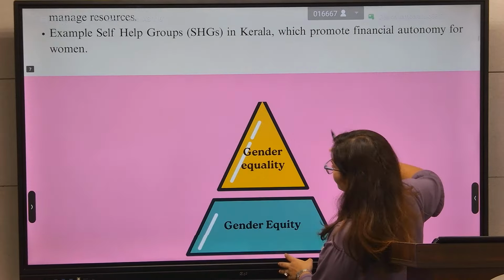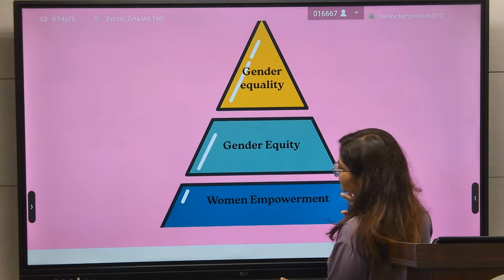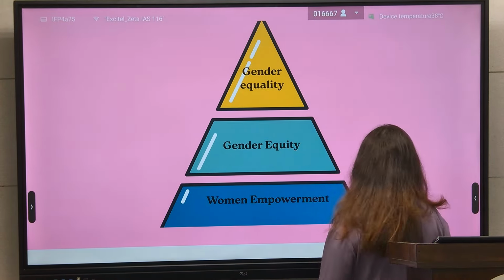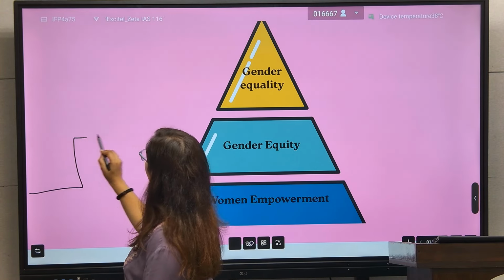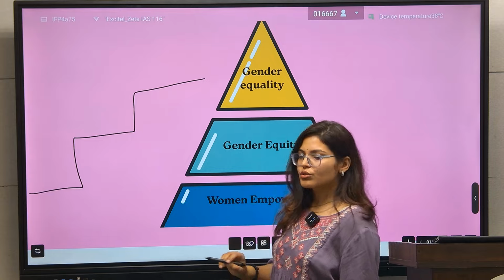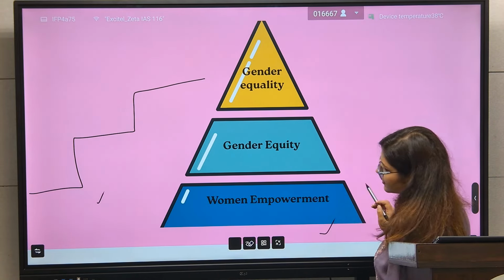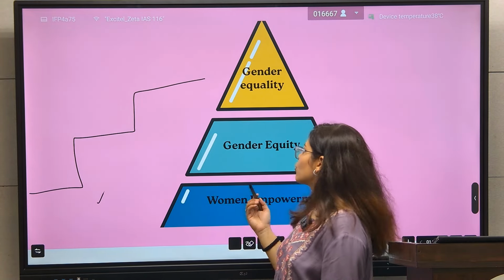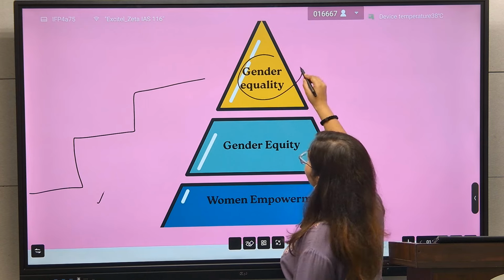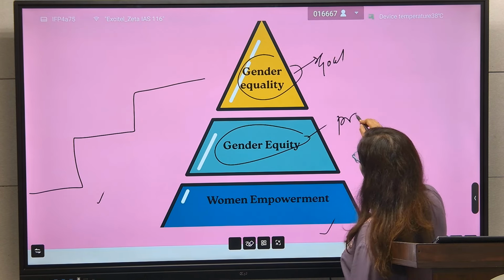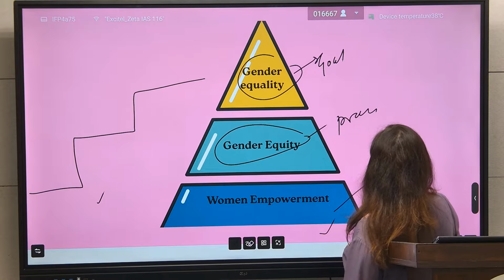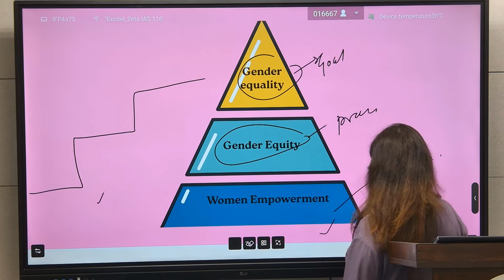Then you also make this diagram. Either make this diagram or that ladder diagram. So either this diagram or this diagram to make your answer more and more presentable. So this is gender equality, our goal. This is our process, and this is our end and means.